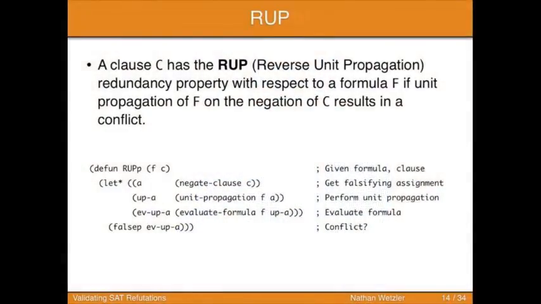So now that we've defined unit propagation, we'll define our first redundancy property. We say a clause has the reverse unit propagation, or RUP, redundancy property with respect to a formula if unit propagation on the negation of the clause results in a conflict. That statement's a little strange, so let me say it another way. We want to take the assignment that falsifies the clause and then show that that assignment will generate a conflict for the formula. In other words, if there's a solution for the formula, it'll still be a solution for the clause we're trying to establish as redundant.